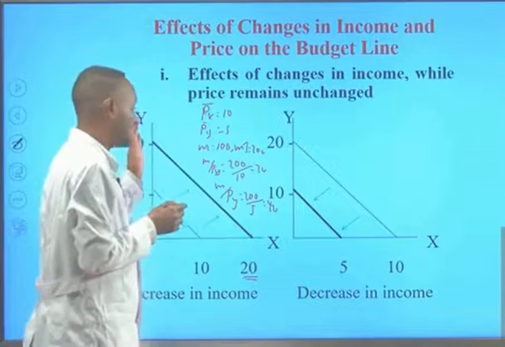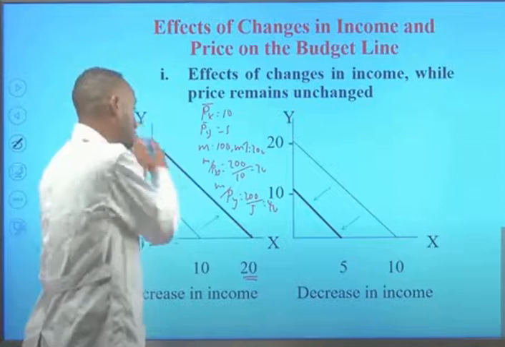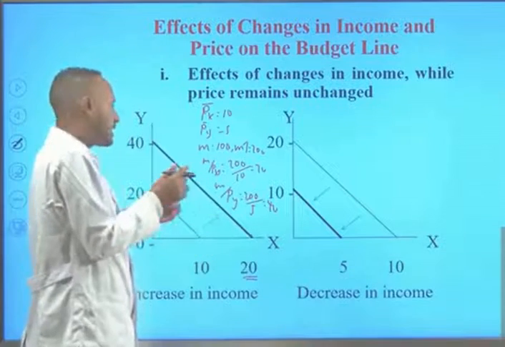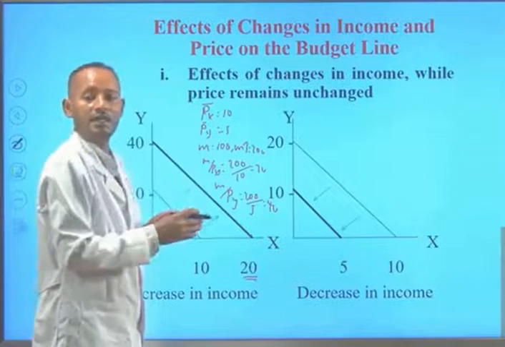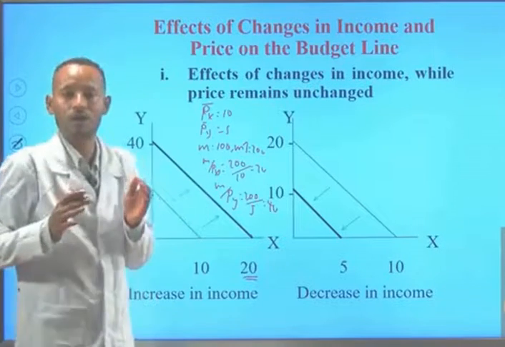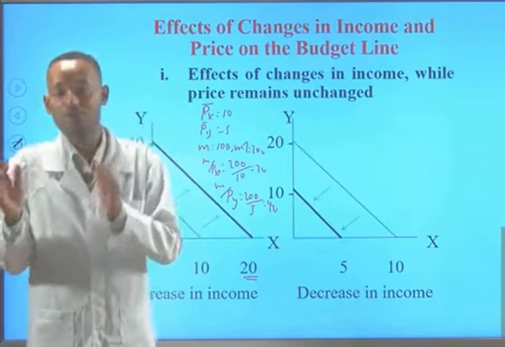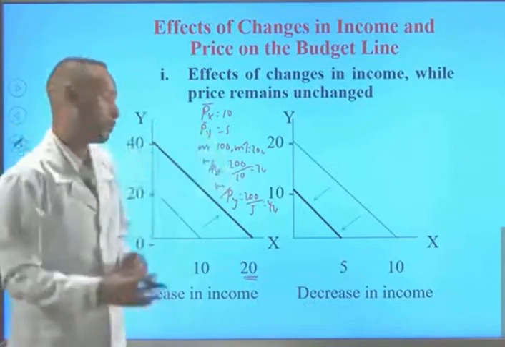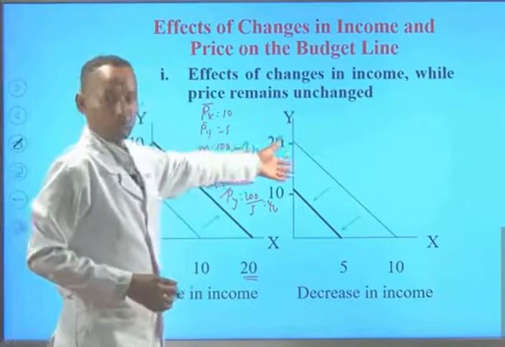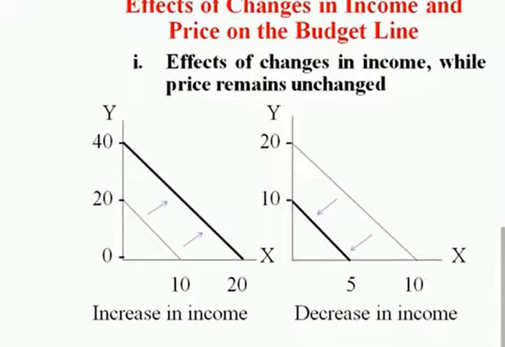When we join the vertical intercept and the horizontal intercept of the new budget line, we get the new budget line. So with increase in income of consumer, the budget line will shift outward, indicating that increase in income of a consumer allowed us to buy more of a commodity. So while price of the two goods remains unchanged, increase in income of consumer shifts the budget line outward. And the opposite holds true. That means with a decline in income of consumer, the budget line will shift inward.